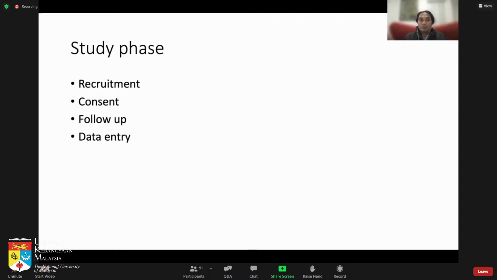Study phase is important. Recruitment has to start early. We have inclusion and exclusion criteria. You have to get the consent, and getting proper consent means that you don't force the patient. I know that you all will not force the patient, but you have to explain to the patient the benefit of this procedure or this drug.